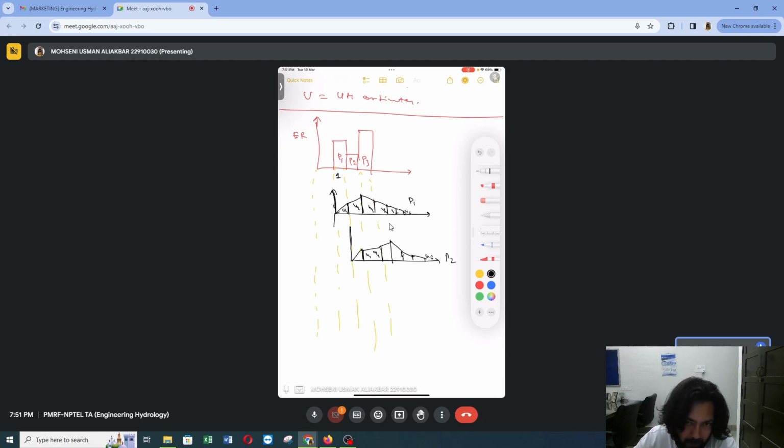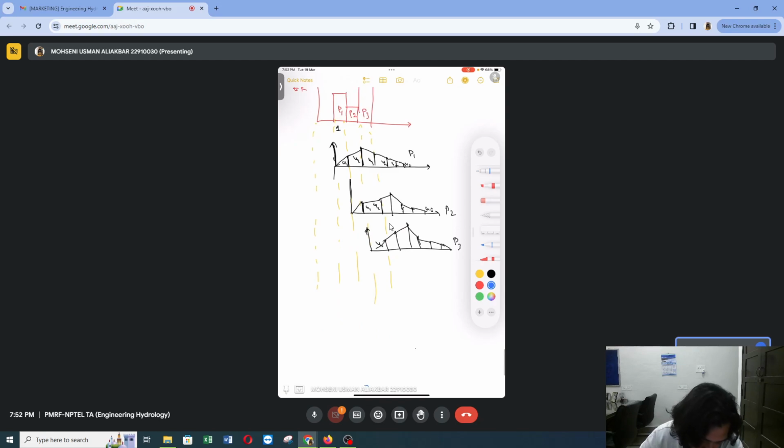Similarly it would be applied to P3 also. When it is applied to P3, this will be U1, U2, U3, U4, U5 and U6. So this is the response function applied to input pulse 3. Now we are going to add the response functions to get the output. So this is the output Q.